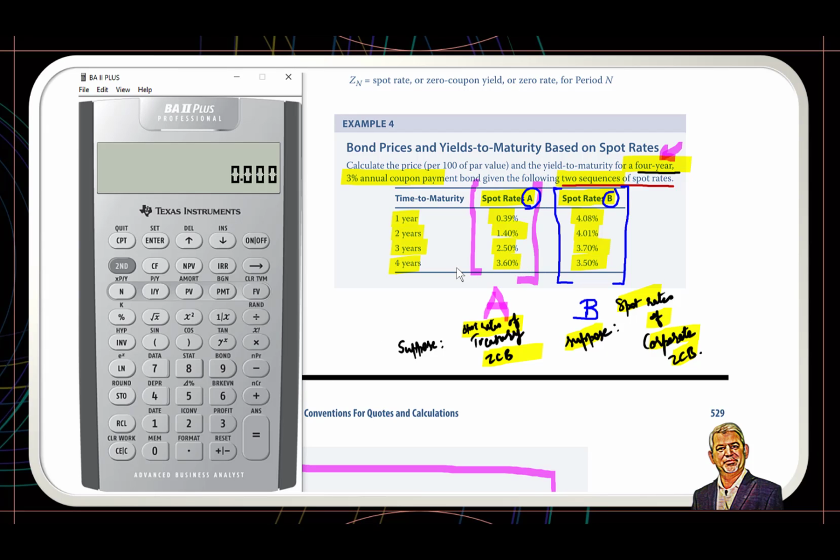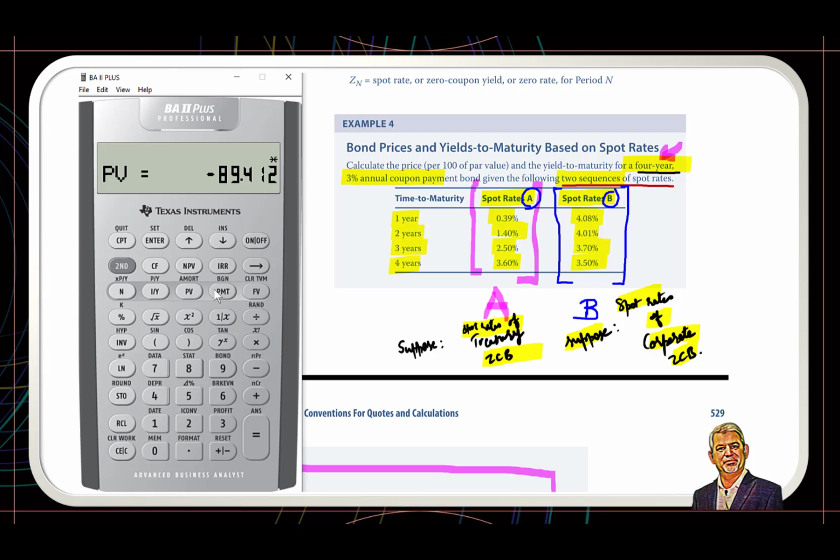Now discount the fourth cash flow, and remember the fourth cash flow would be $3 of coupon amount and $100 of face value also on the maturity, because this is a 4-year bond. So 103 is now the cash flow, which is our future value, and this time 3.6 is our IY, and of course 4 is N, and we will compute the present value.